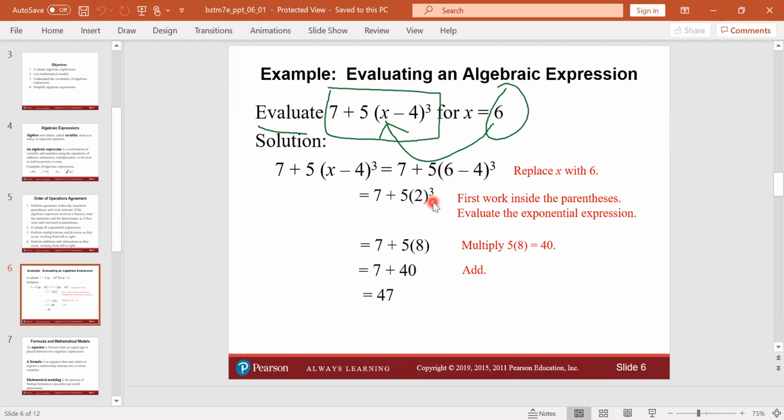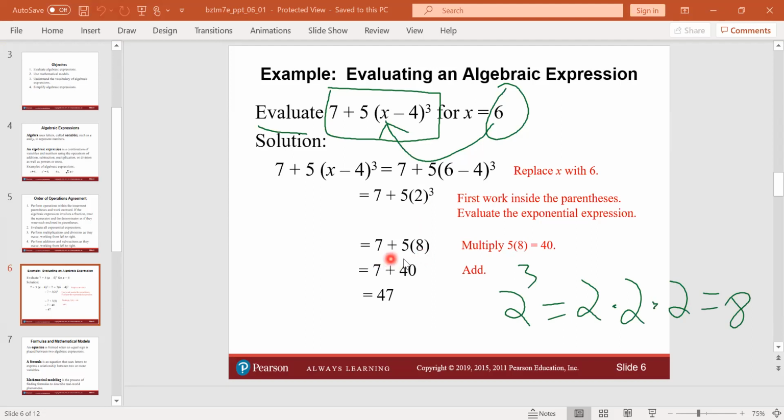Next up, we have to do 2 cubed. I don't do the 7 plus 5 first. I don't do the 5 times that business first. I do the 2 cubed first. You'll recall from exponents, 2 cubed means multiply 2 by itself 3 total times. 2 times 2 is 4, times 2 again is 8. So that's where they're getting this 8 here. We've taken care of parentheses, we've taken care of exponents.